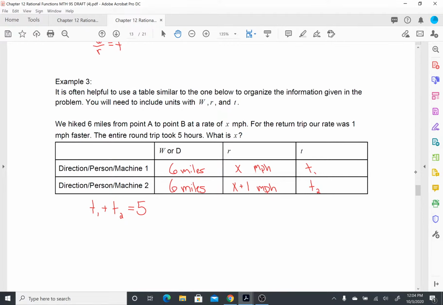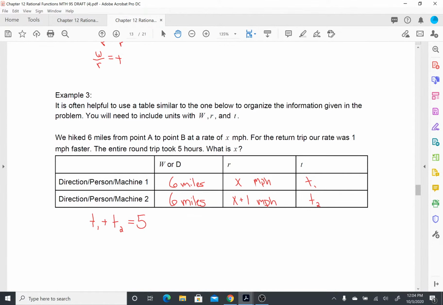Now, earlier up above, we had a formula for T. It was the work, or the distance, divided by the rate. So I can rewrite each of those t's using the x and the 6 in their respective rows. So for T1, instead of writing T1, I'm going to write the work divided by the rate. So we will be able to write 6 divided by x. And for T2, we will be able to write 6 divided by x plus 1. And all of this still equals 5.